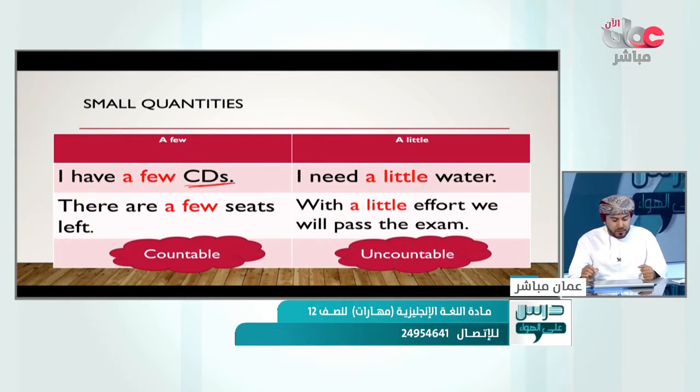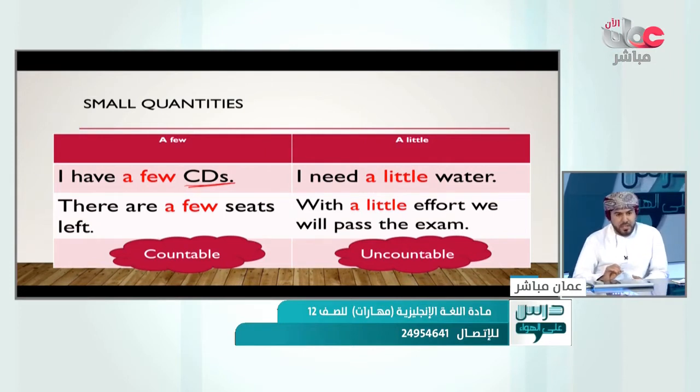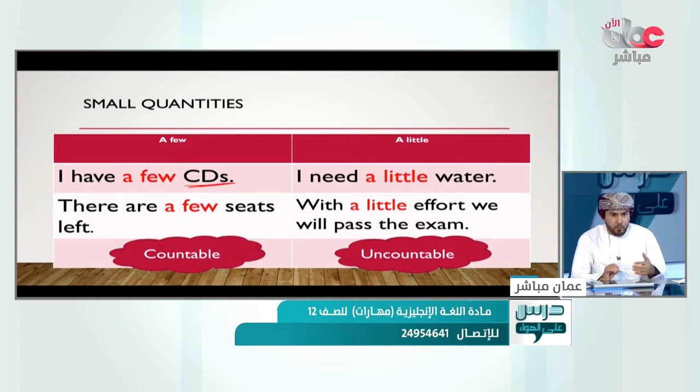So here we have some examples. I have a few CDs, which means that I don't have many CDs, but it's enough. It's enough for me. Another example, there are a few seats left. Maybe there are still remaining 5 seats, which means that it's not many, but it's enough. We can count them. Maybe we will say that Sarah has a few flowers.